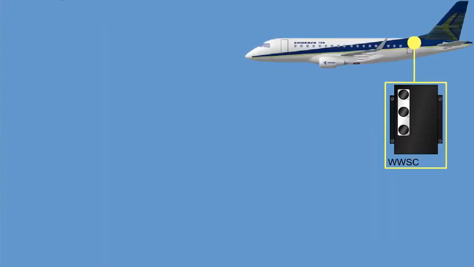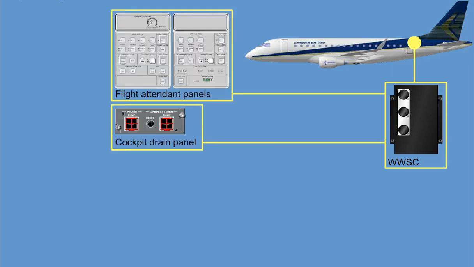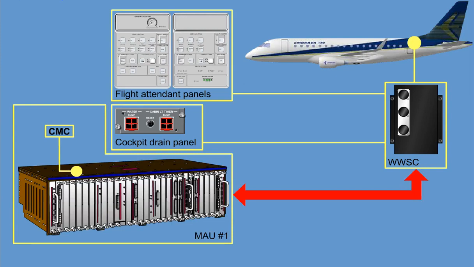A water and waste system controller, WWSC, is mounted in the aft avionics compartment. The WWSC monitors and controls the components of the water and waste systems, interacts with the flight attendant's panel and the cockpit drain panel, and communicates with the centralized maintenance computer, CMC. Communication with CMC is through MAU1 via the ARINC 429 bus. WWSC also receives flight and attitude information from the aircraft through the MAU3 via the ARINC 429 bus.